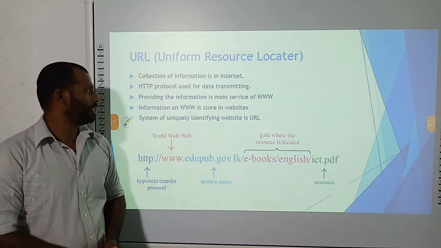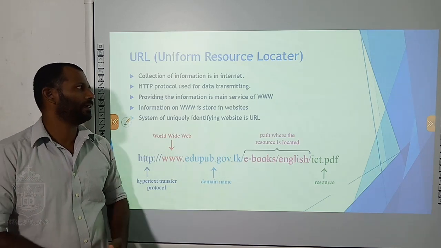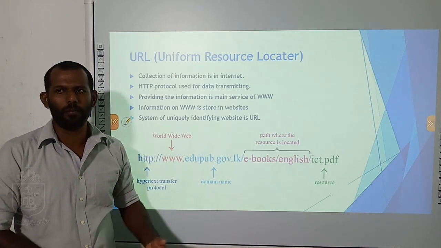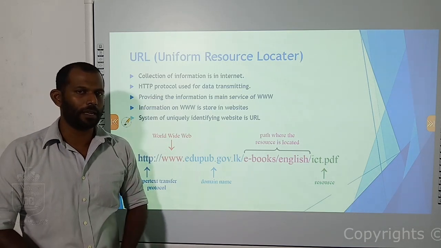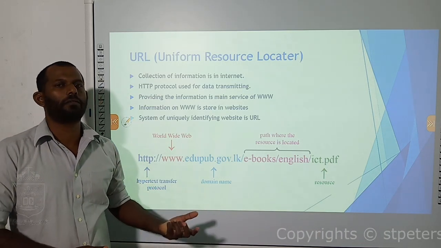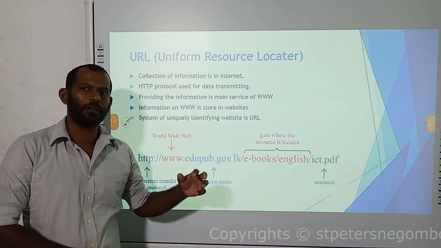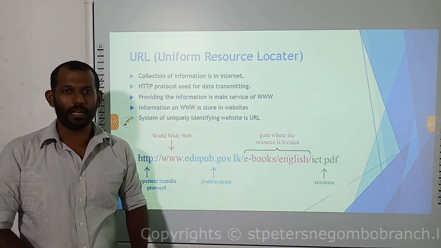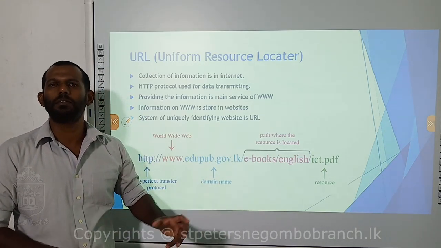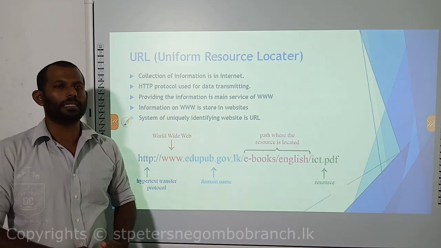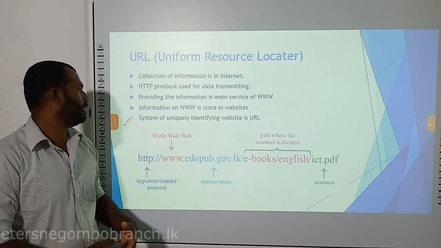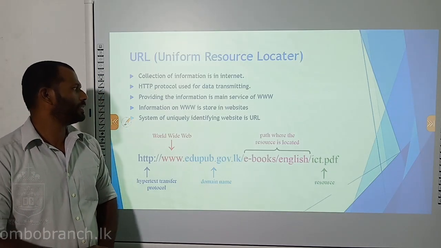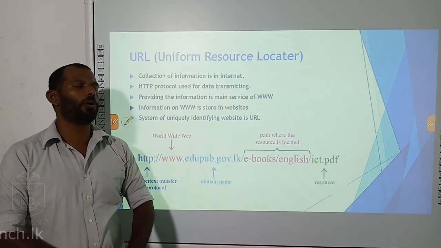Right, next one. Providing information is the main service. What is www? We call it www, World Wide Web. It is a service provided by the internet. www is not the internet. www is a single service provided by the internet. Then the next one: information on the World Wide Web is stored on websites.